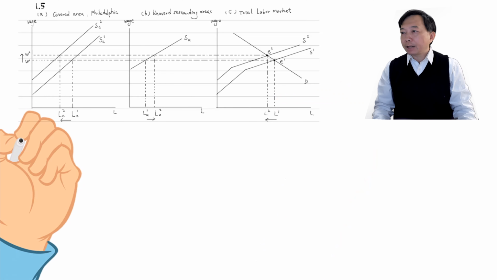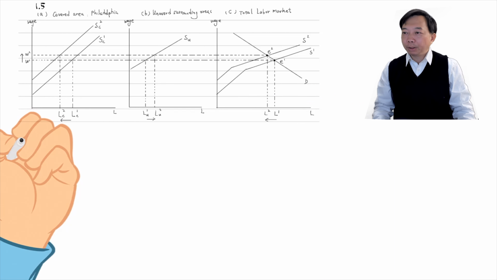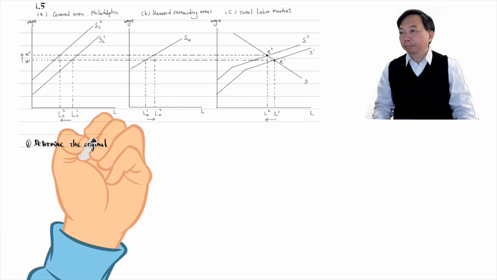The earnings tax shifts the labor supply curve to the left in Philadelphia because fewer people are willing to provide hours of work at each level of wage. We solve the problem in 4 steps. In the first step, we determine the original equilibrium.